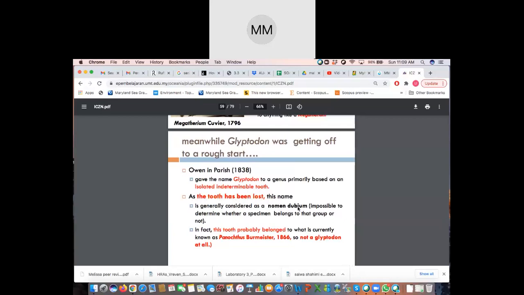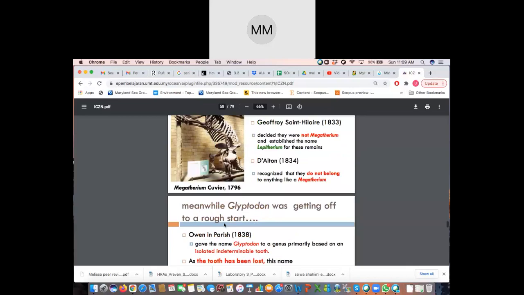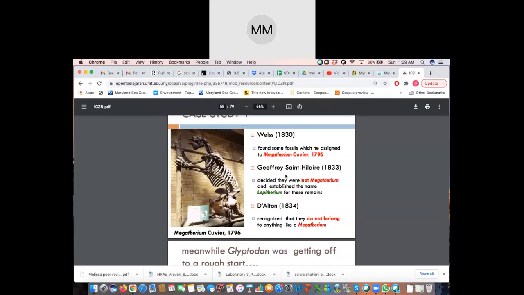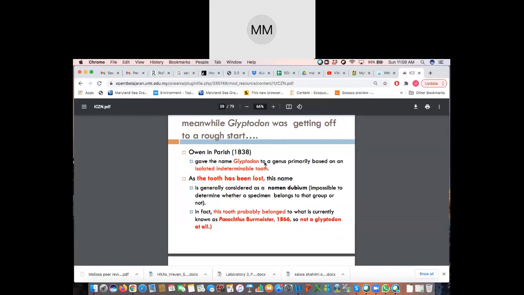Okay, dubium, in other words, is dubious, is in doubt. You're doubting because how in the world are you going to determine a specimen based on just a little tooth? So it's impossible to determine whether a specimen belongs to that group or not, obviously. In fact, this tooth probably belonged to what is currently known as Penarthosis by Burmeister 1868, and not even Glyptodon. Can you imagine?